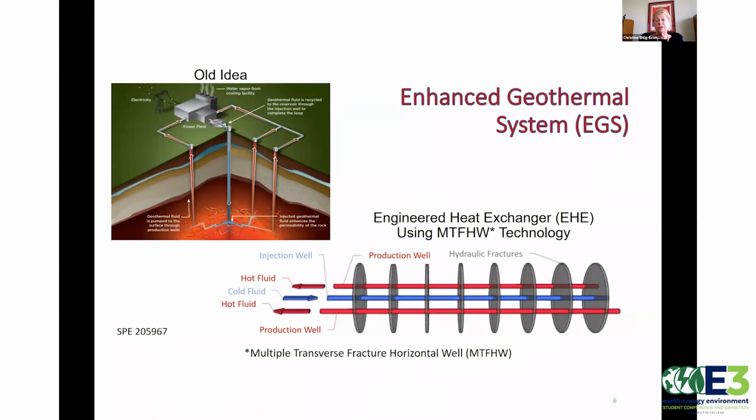Then we would propose you drill the red wells to intersect those created fractures, and that creates a circulation environment, which would make up what we would call an engineered heat exchanger. So basically, we are using the multiple transverse fracture horizontal well technology to achieve this system. We just did a paper on this, SPE 205967. You should be able to find that for more information on this system.